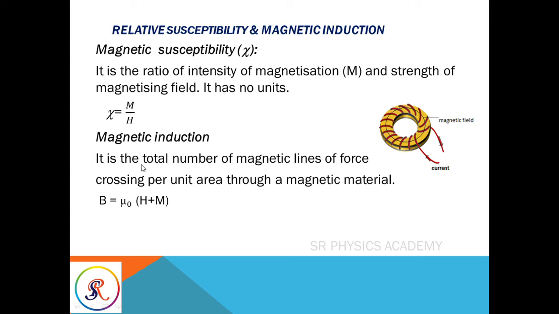Here, what is magnetic induction? It is the total number of magnetic lines of force crossing per unit area through a magnetic material. So we can say that B equal to mu 0 times H plus M.